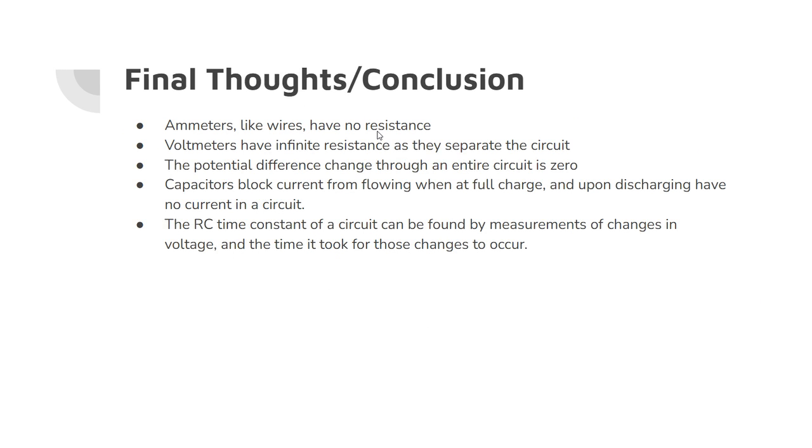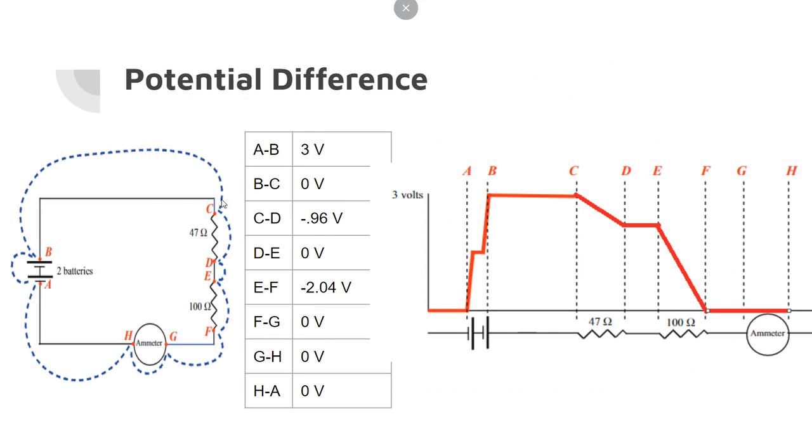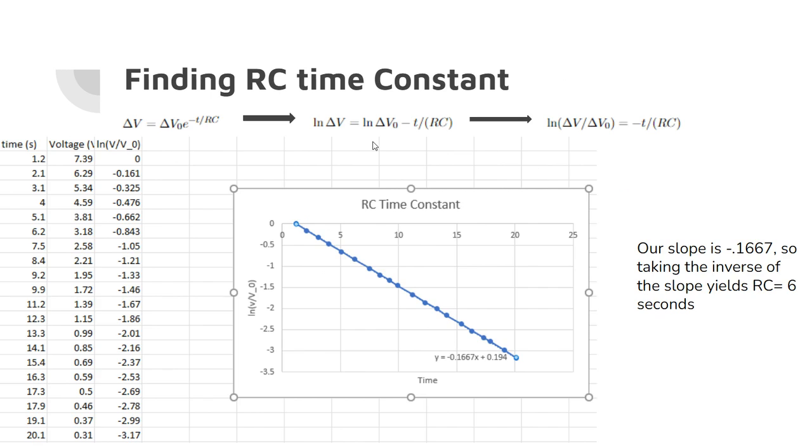I know I'm running out of time, but some final thoughts real quick. Ammeters, like wires, have no resistance. Voltmeters have infinite resistance as they separate the current. And as I touched on earlier, the potential difference throughout a whole system, if you go through a whole loop from any point in this system, will equal net zero. Which again makes sense because when you have a resistor, it's going to take away some of the voltage. Sorry, there's going to be a voltage drop.